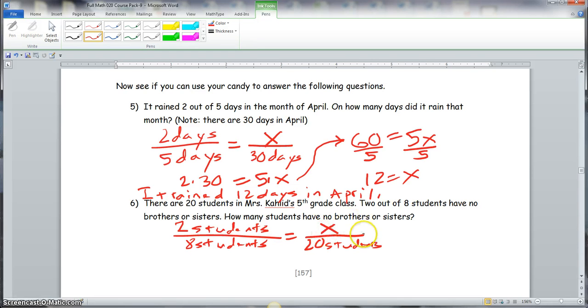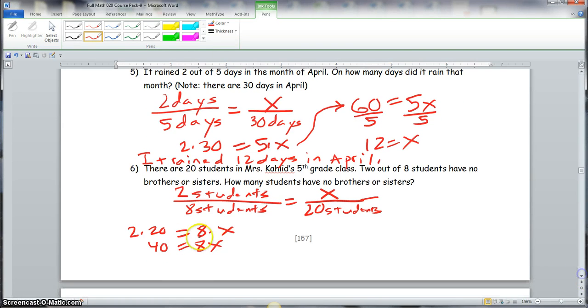We'll put x here. Now we would do cross multiplication. 2 times 20 is equal to 8 times x. Now 2 times 20 is 40, is equal to 8x. Now we can divide each side by 8, and we know 5 is equal to x. So our final answer here would be this here.